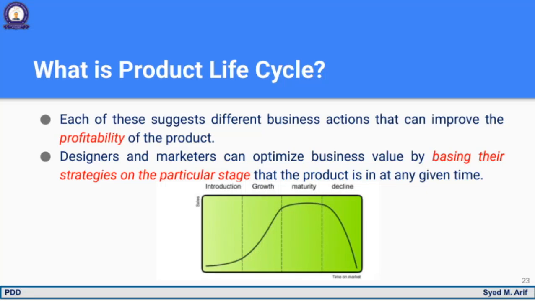Each of these points highlights how different business actions can actually help improve the profitability of a product. You see, whether a product is just starting out, growing, maturing, or declining, the strategies we choose need to align with that specific stage. That's why designers and marketers must tailor their approaches based on where the product currently is in its life cycle. So, what exactly is the product life cycle?